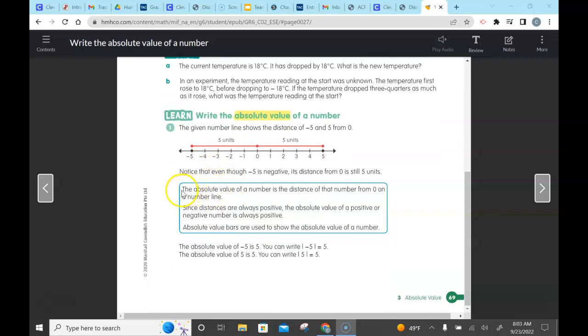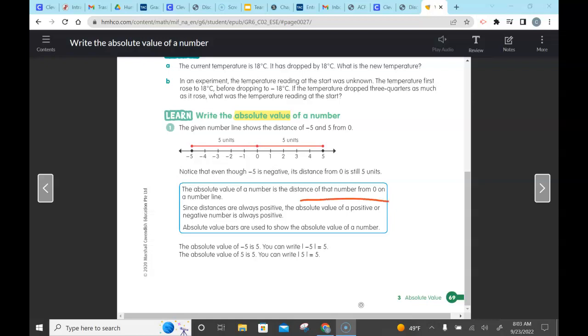So we can see down here at the bottom of page 69, the absolute value of a number is the distance of that number from zero on a number line. Okay, so make sure you understand that. That's a really important part of absolute value. It's the distance from zero on a number line. You want to write that down in your notes there.